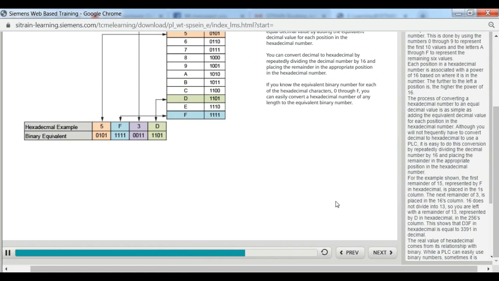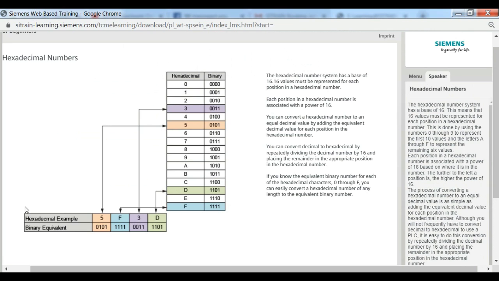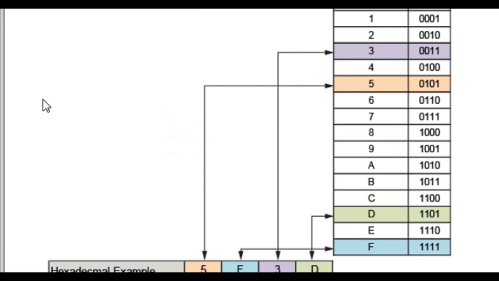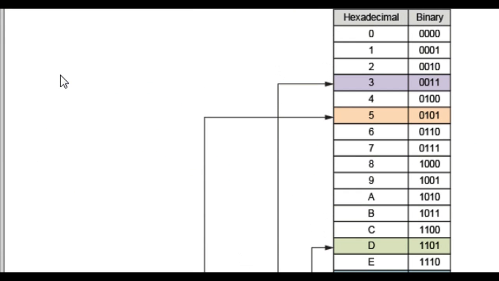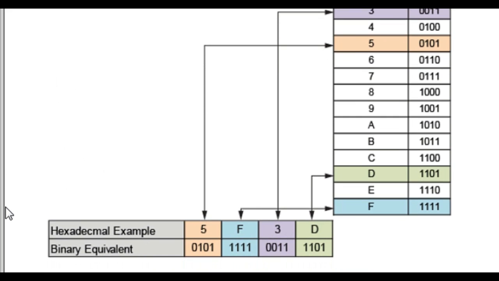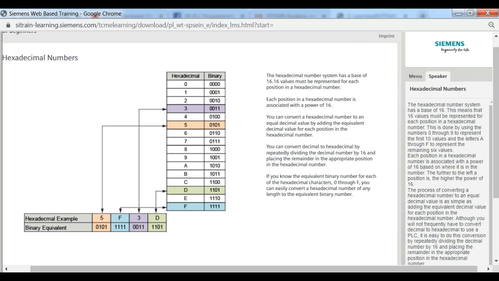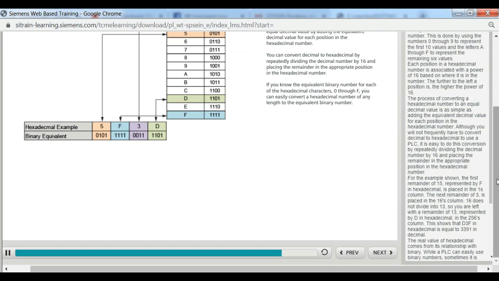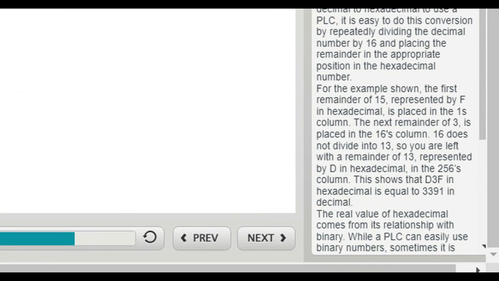The real value of hexadecimal comes from its relationship with binary. While a PLC can easily use binary numbers, sometimes it's convenient for humans to see equivalent binary values in hexadecimal because hexadecimal numbers require fewer place values to represent a number. If you know the equivalent binary number for each of the hexadecimal characters 0 through F, you can easily convert a hexadecimal number of any length to the equivalent binary number.